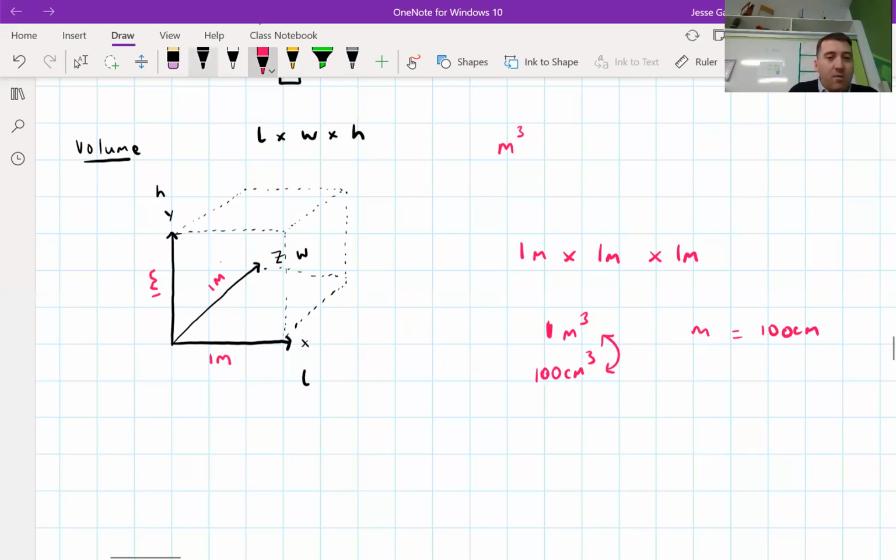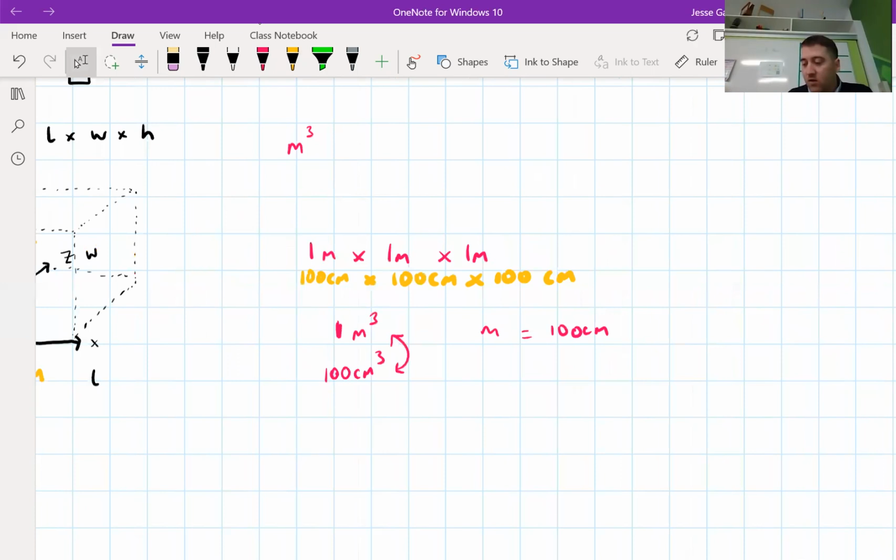So if we go back over here, if this is a meter, then that's 100 centimeters here. And if this is a meter, then that's 100 centimeters there, and the same again there. So what we actually get is that 1 meter cubed is 100 centimeters times 100 centimeters times 100 centimeters. So that will give us 100 times 100 times 100, and that's going to give you 1 million cm cubed, or we see this written as 1 by 10 to the power of 6 centimeters cubed.